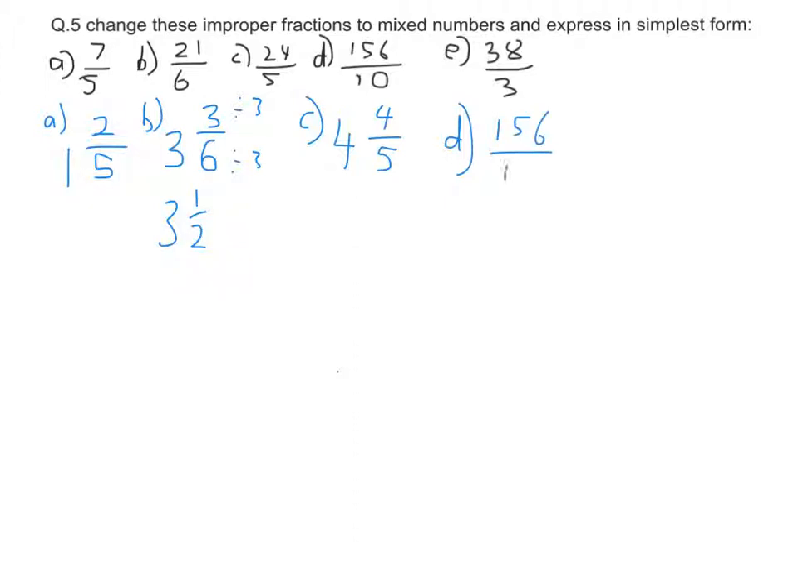156 over 10. We know that 10 goes into 100 10 times. We know that 10 goes into 50 5 times. 10 plus 5 is 15. So 15 would be the whole. 156 minus 150 is 6, so the remainder is 6, so that goes as the numerator, and the denominator we keep the same. Are we able to simplify this further? Yes, we can. We know that 2 goes into both the numerator and the denominator equally, so the answer should be 3 over 5. So 15 and 3 over 5.